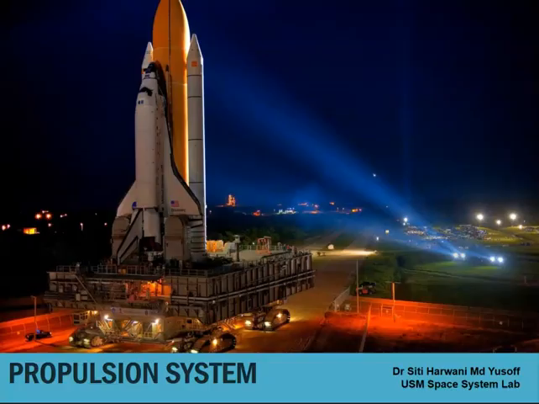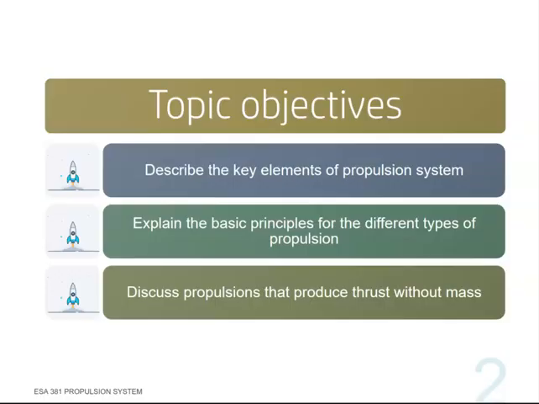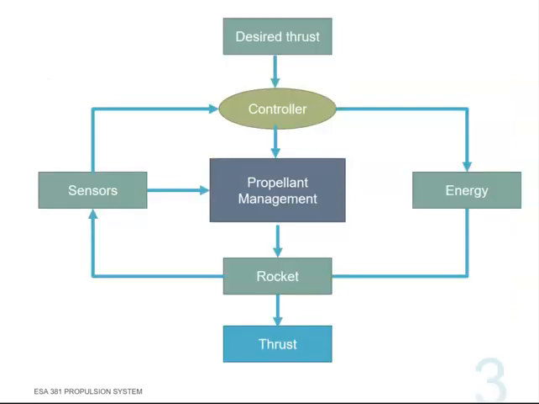So what we're going to cover: we're going to describe the key elements of the propulsion system and a few basic principles for the different types of propulsion, and also we're going to discuss propulsion that produces thrust without mass, and lastly a few equations that we can use to calculate on this propulsion system. Okay, let's have a look at propellant management.